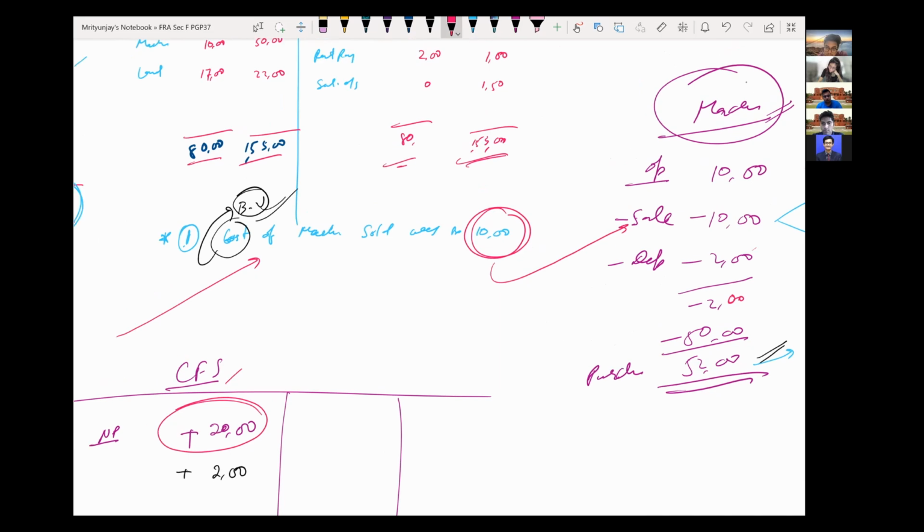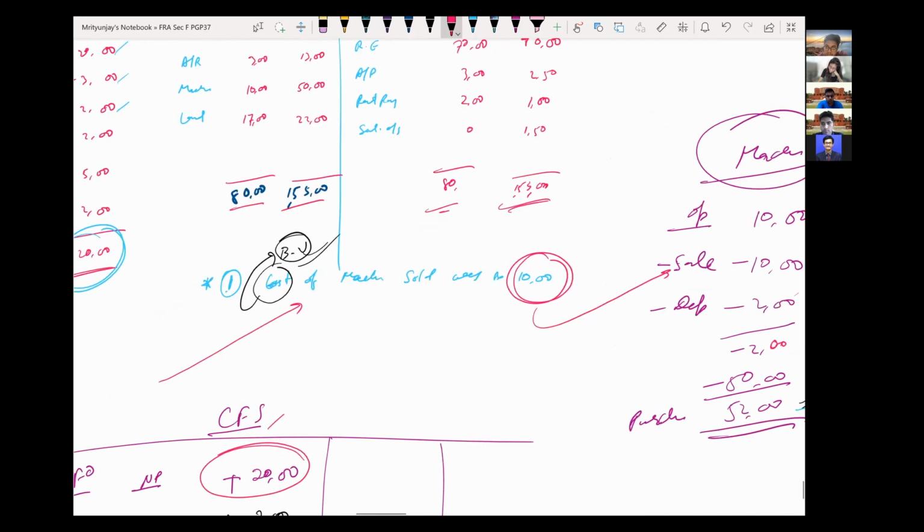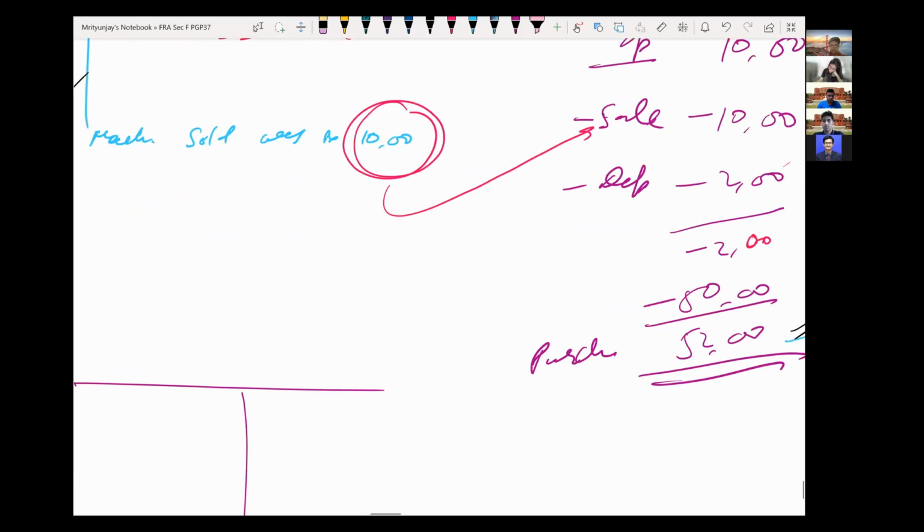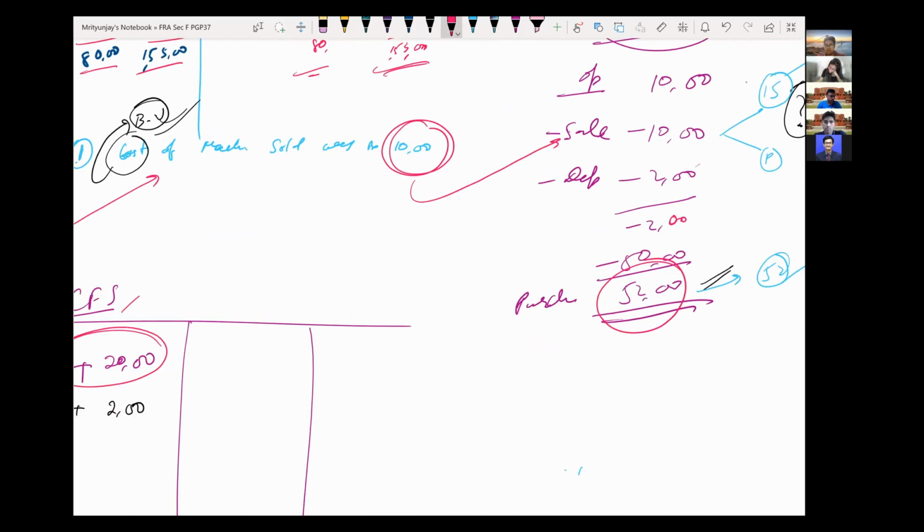We looked at the balance sheet. Look at the balance sheet here, and the closing balance is 50 lakh rupees. So we said that this difference is because of a fresh purchase. So that is how we deduced that they must have purchased machinery worth 52 lakh rupees.